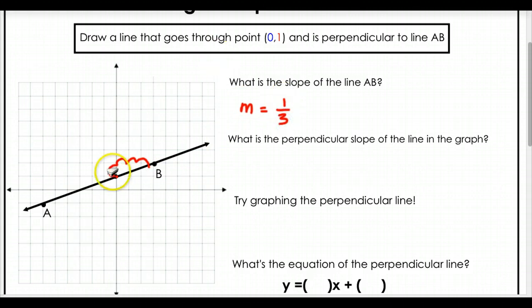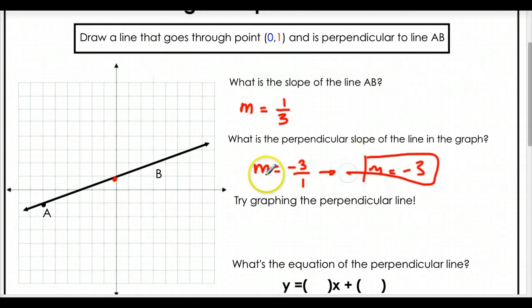Now, if I'm trying to draw a perpendicular line, I'm probably going to need the perpendicular slope. So let's find the perpendicular slope here. The slope of our original line is 1 over 3. That means our perpendicular slope is going to be negative 3 over 1. Another way to write that is just negative 3, because negative 3 divided by 1 is just negative 3. I'm going to put a little p here, which marks that this is the slope of the perpendicular line. Our slope of the perpendicular is negative 3.